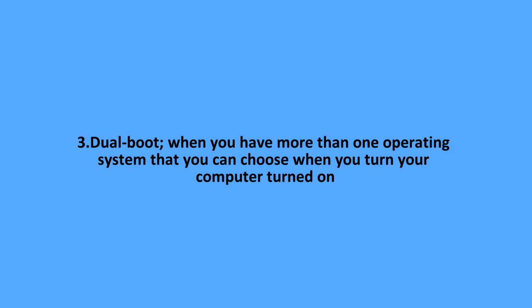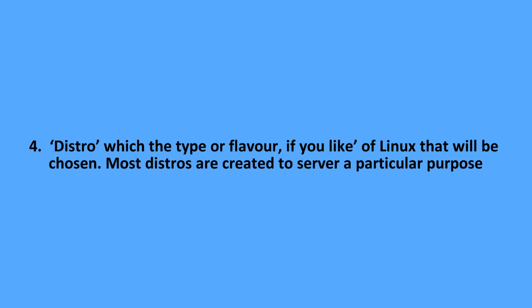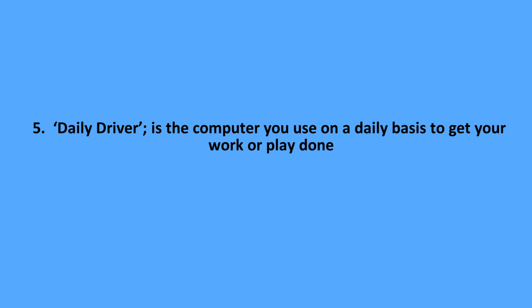Three, dual boot. When you have more than one operating system that you can choose when you turn your computer on. Some other words I'll be using in this discussion include distro, which is a type or flavor, if you like, of Linux that will be chosen. Most distros are created to serve a particular purpose. For example, there's a distro called Raspbian, which was created to work on a little microcomputer called a Raspberry Pi. We'll have more on those later. Daily driver is the computer that you use on a daily basis to get your work done.